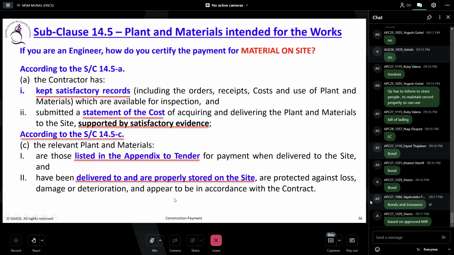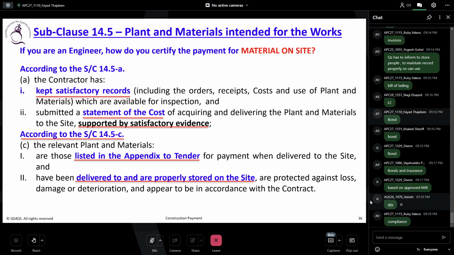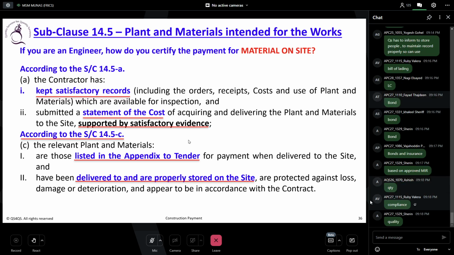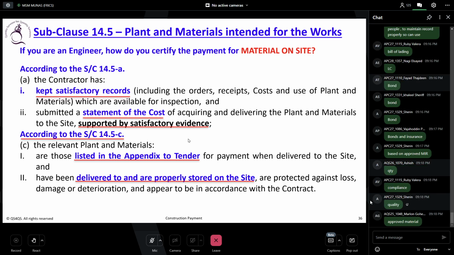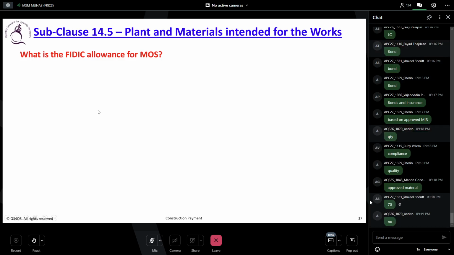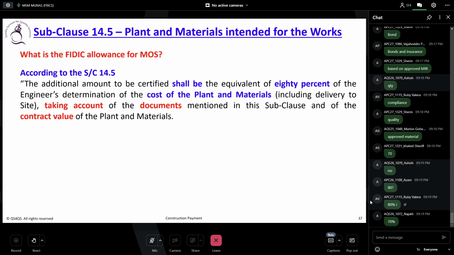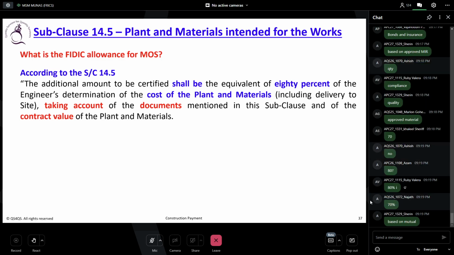What do you mean by appear to be in accordance with the contract? What do you think? Specifications are met. Yes, specification, quality, right? Everything. That's the important point. Okay. So what does FIDIC allow for material on site? How much can we pay? Are we going to pay all the amount he incurred? Yes, 80%. Be careful. 80% of what? Listen carefully. Many people make the mistake here.